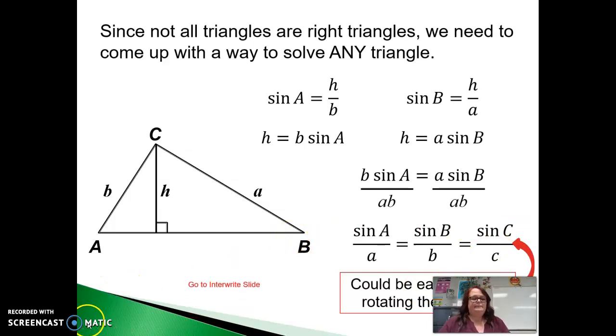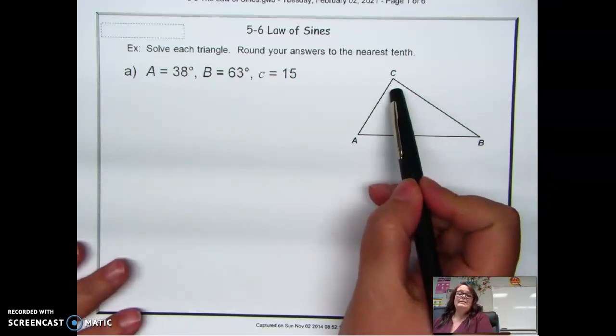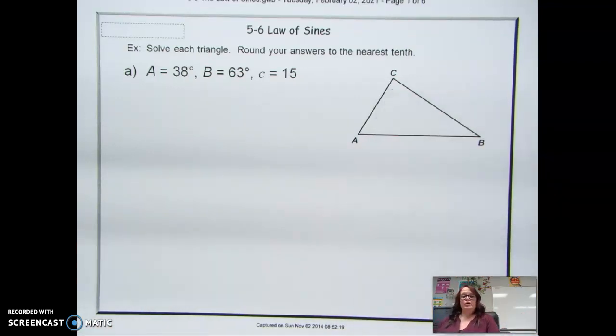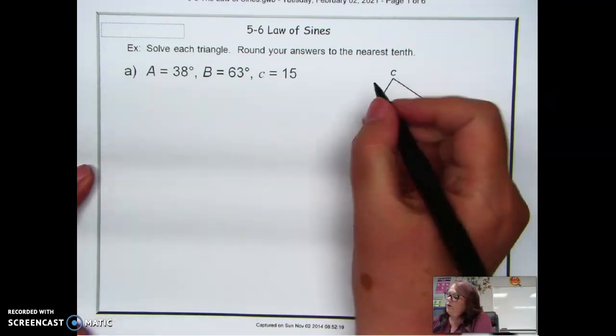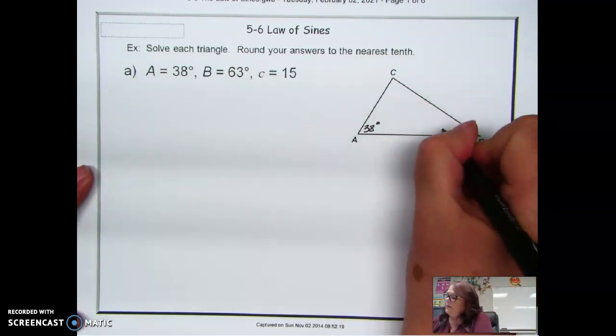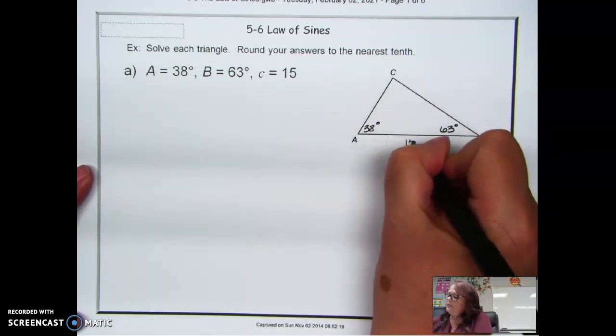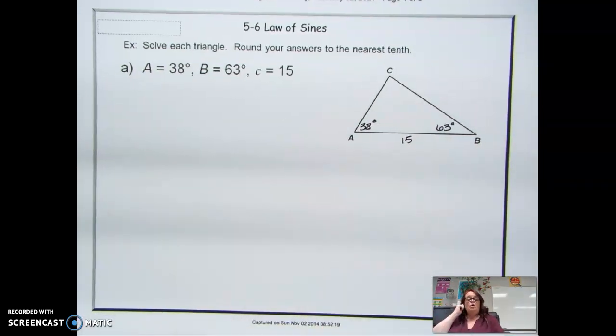Okay, so we're given any random triangle ABC, and recognize this triangle is not to scale. So it's not to imply C has to be the largest. It's just a drawing of a random triangle and I named the angles A, B, and C. So we're going to label what we know. So we know that angle A is 38 degrees. We know that angle B is 63 degrees, and we know that little c is 15. And we want to be able to solve the triangle.